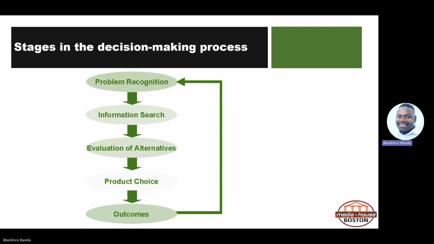So first of all, you need to identify a problem. Do I need a pair of clothes? Do I need to go and study at Boston? Do I need a car? Do I need a child? So this problem recognition does not necessarily have to do with products and services only. We are involved in decision making on a daily basis.